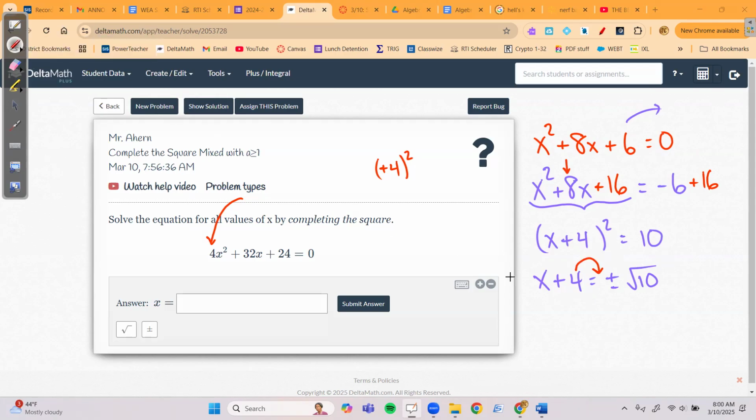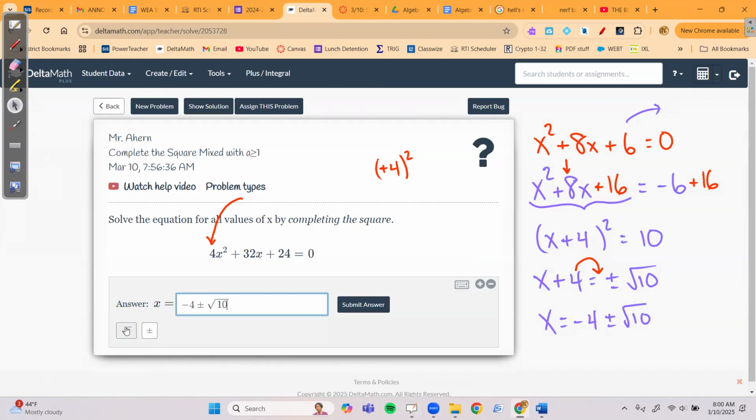So the answer is going to be x equals negative 4 and then plus or minus the square root of 10. And this isn't one of those problems that we can go further on because, like I said, the square root of 10 is just dead. So then in the box, I would just type in negative 4 and then use the little plus or minus button and then use the square root button, negative 4 plus or minus root 10. And that's it.